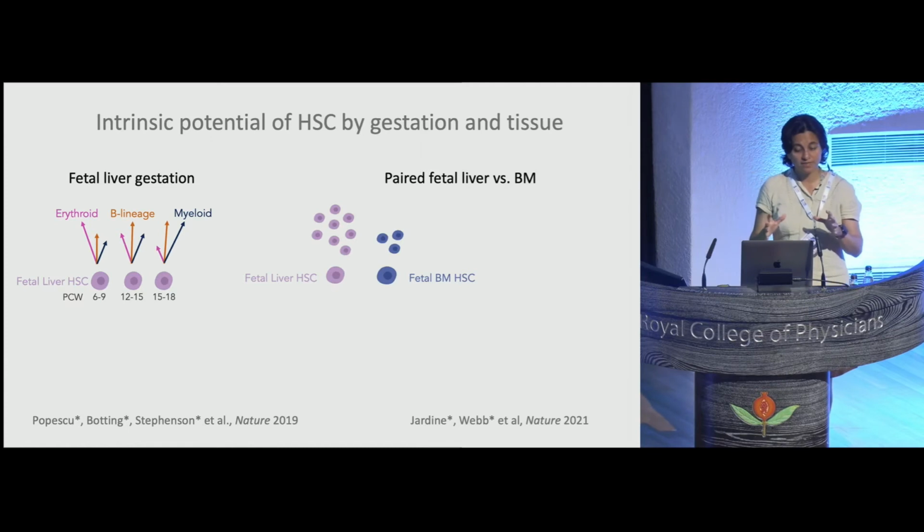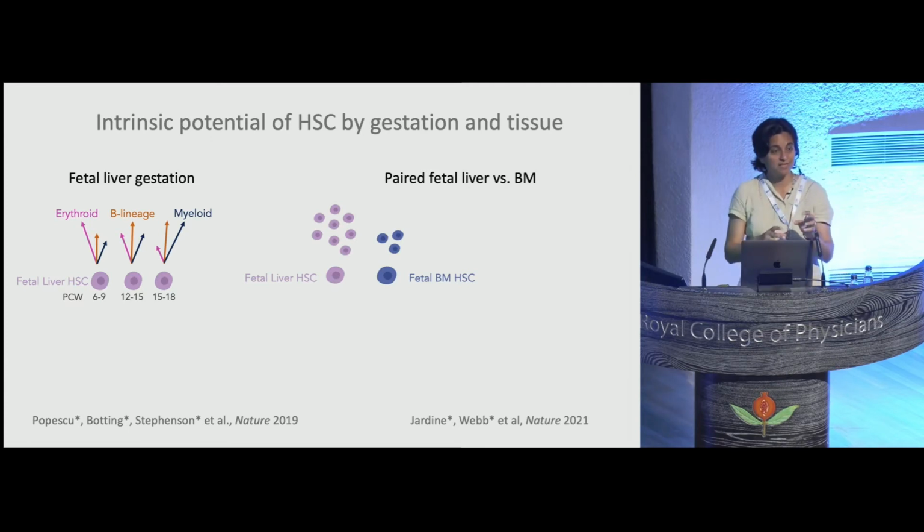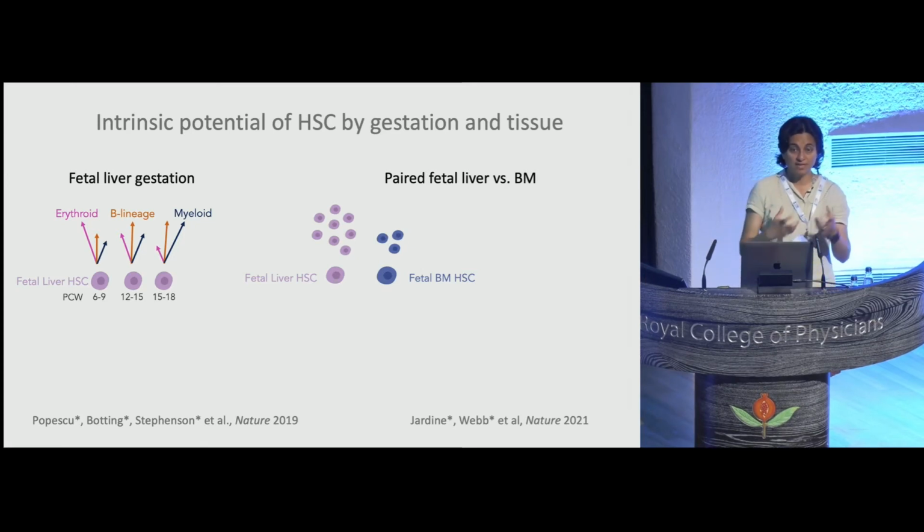So in the first, you can look at hematopoietic stem cells across gestation from the fetal liver. And what I'm showing here is the fact that if you took hematopoietic stem cells from a very early liver, its ability to differentiate into the erythroid or red cell lineage declines over time, but its ability to differentiate into the B lineage or myeloid lineage increases over time. So just very quickly, across several weeks of gestation, you see these differences.